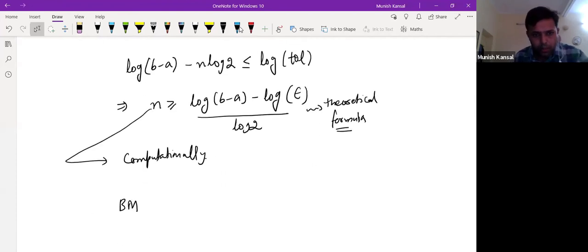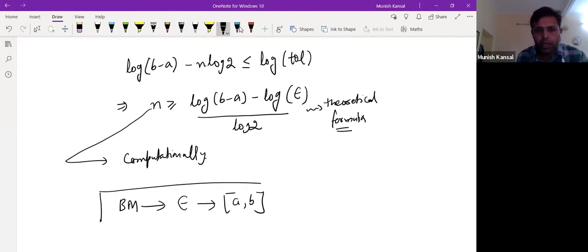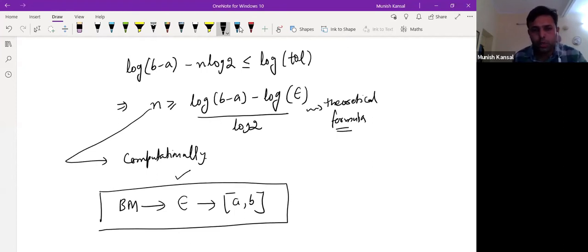Used by the bisection method to achieve the error tolerance, let us say epsilon, in the given interval a to b. So this is the idea, that we will apply the bisection method with a particular error tolerance. This is either given in the equation, or we take something like 0.01 or 0.001, and we apply this on the given interval a to b. Either this is given to you, right?